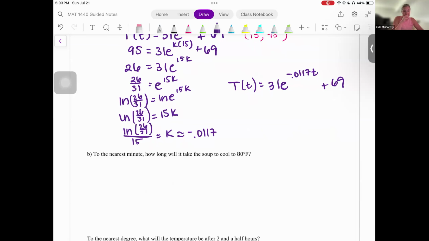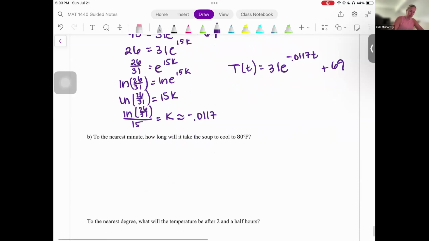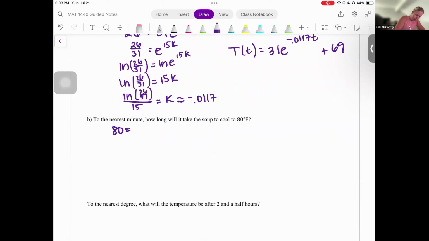To the nearest minute, how long will it take for the soup to cool to 80 degrees Fahrenheit? So now we know the final temperature is 80, and that equals 31 e to the negative 0.0117 t plus 69. We're going to solve this equation for t the same way we solved the previous equation for k. We're going to start by subtracting 69 from both sides. We get 11 equals 31 e to the negative 0.0117 t. Divide both sides by 31. So 11 over 31 is equal to e to the negative 0.0117 t.